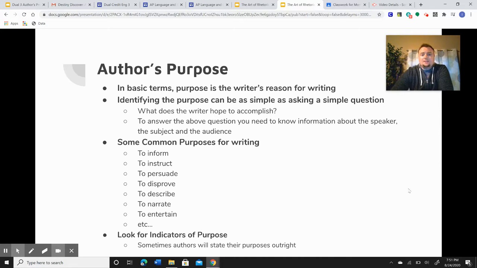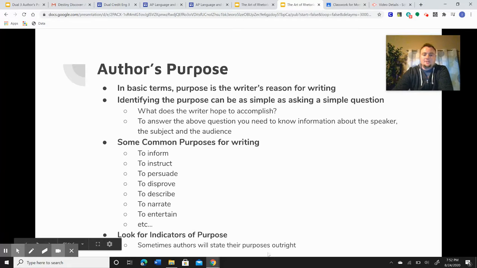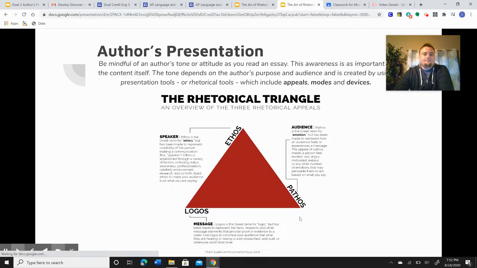So what does the writer hope to accomplish is the question you need to be asking. So to answer that question, you need to know information about the speaker, the subject, and the audience. And then this goes through some common purposes for writing: to inform, to instruct, persuade. Obviously, there's a whole lot more, but this all ties back to author's purpose. Why are they writing this? They're not always going to state their purpose outright either. Sometimes we have to really dive in deep to understand what their purpose is.